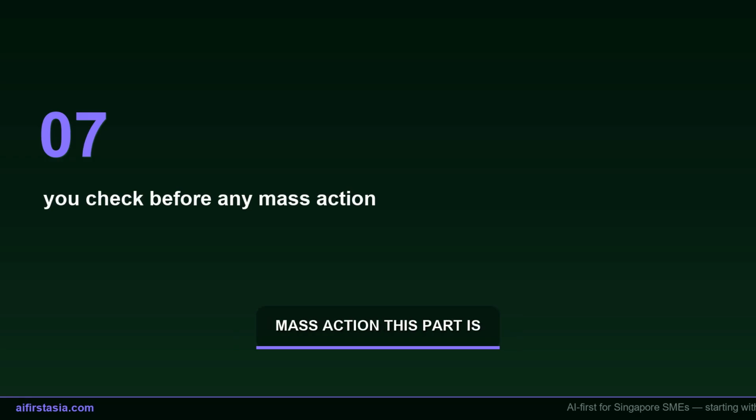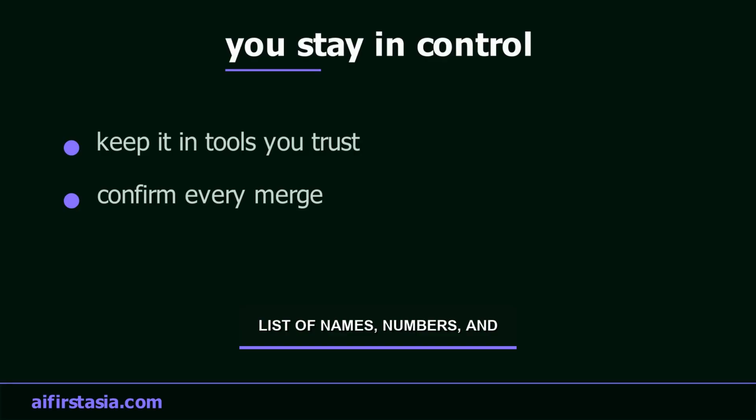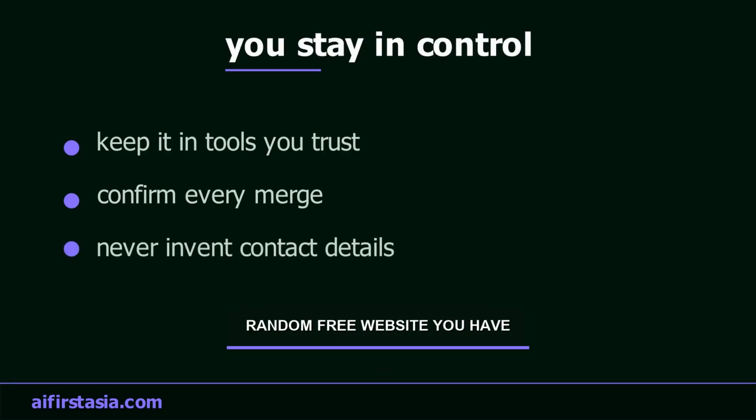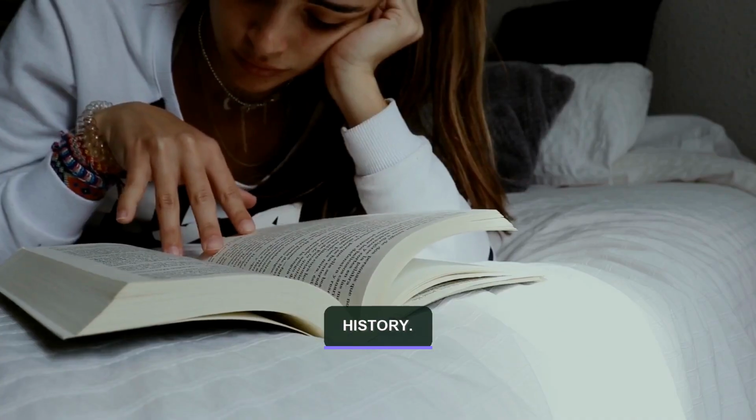You check before any mass action. This part is not optional, and here it matters more than in anything else we cover, so I want to be very direct. This is your customer's personal data. First, keep it in tools you trust, because a customer list of names, numbers, and emails is exactly the kind of data you have a duty to protect, so do not paste it into some random free website you have never heard of. Second, confirm every merge before it happens, because 2 customers with the same surname are not automatically the same person, and merging them loses real history.